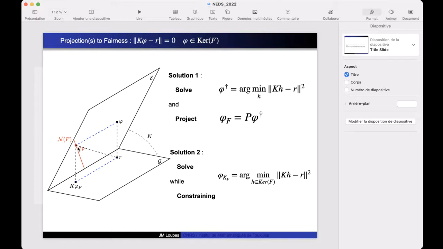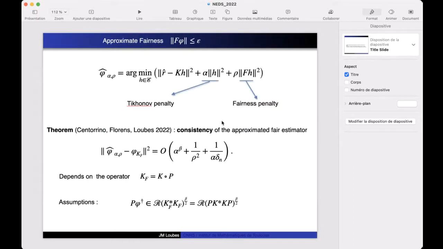So here you have finally two ways of ensuring fairness. Both functions are fair, but the issue is that the two are different. So what do you do in practice? In practice, basically you say, okay, I'm going to impose the fact that phi belongs to the kernel. So the natural way to do that is to add a fairness penalty, and you want this trade-off to be large enough such that this term is very small.